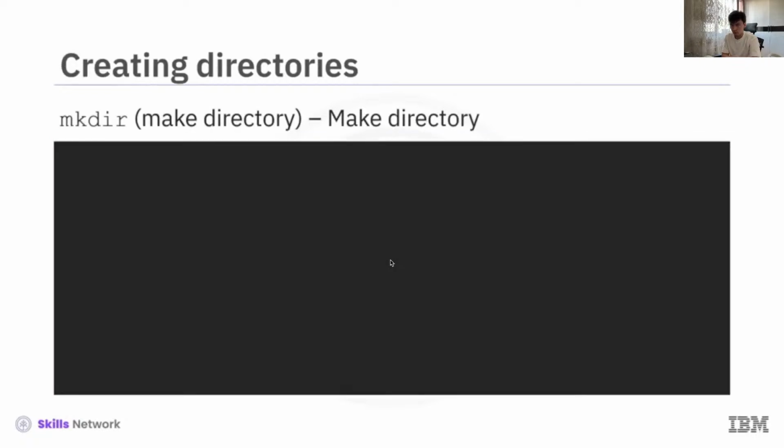The make directory command is used to create directories. Let's say you're in your Documents folder, which is currently empty. To create a folder called test, simply enter mkdir test. Now your current directory has a subfolder called test.